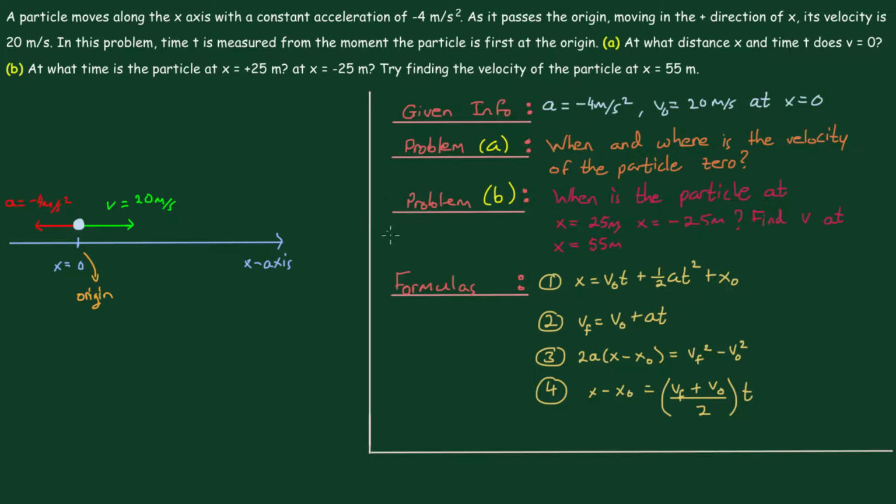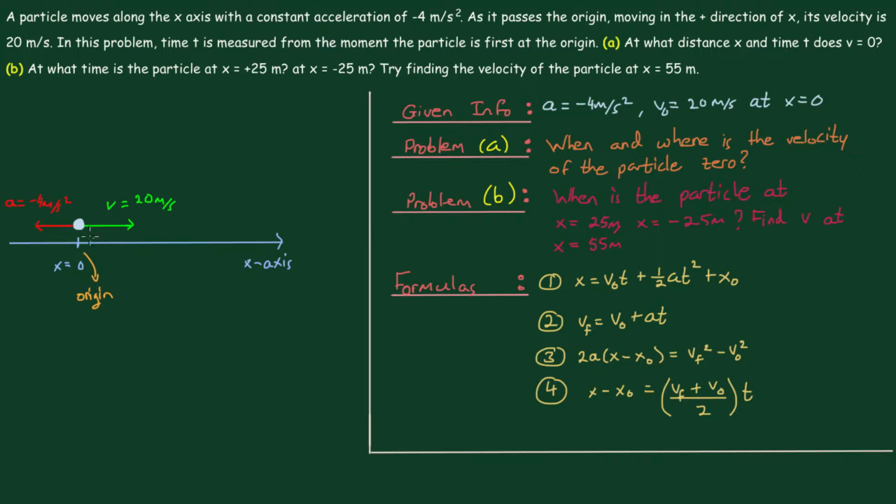Okay, so over here, this is just a restatement of problems A and B. In essence, problem A is asking us when and where the velocity equals 0. And problem B asks, when is the particle at x equals 25 meters, at x equals -25 meters, and it also tries to get us to find v, the velocity, at x equals 55 meters.